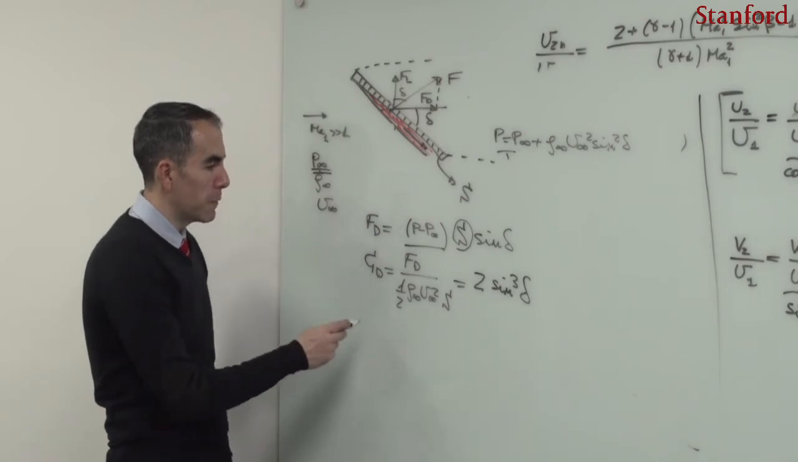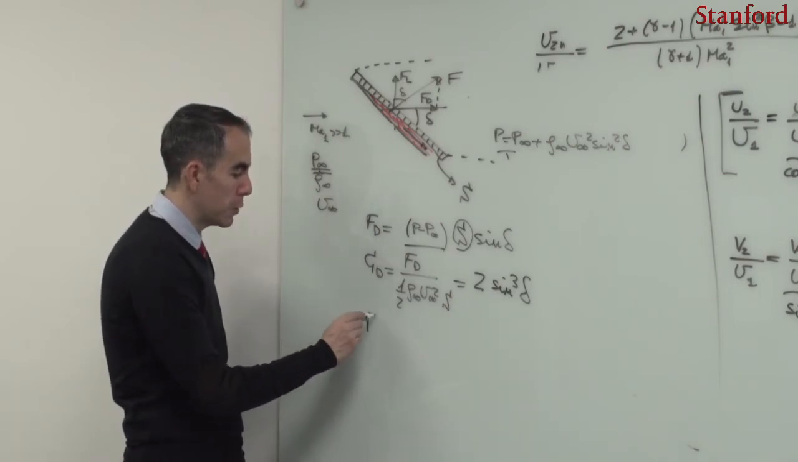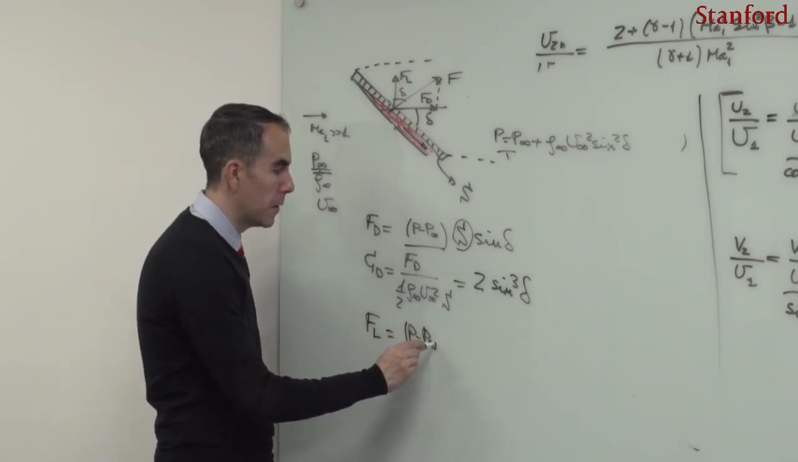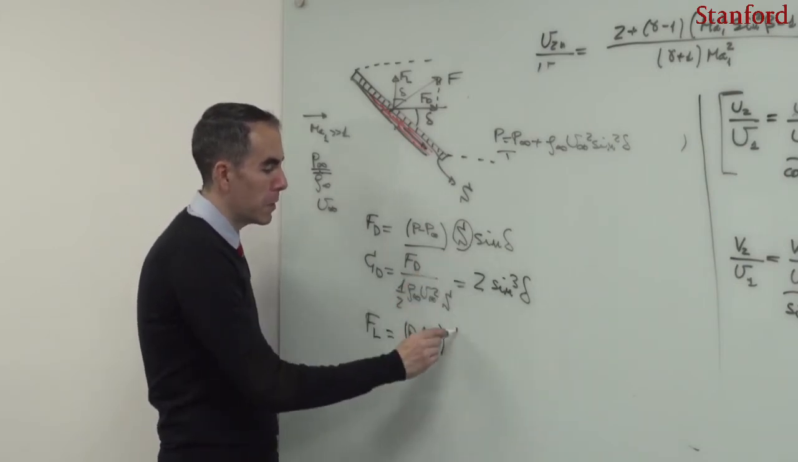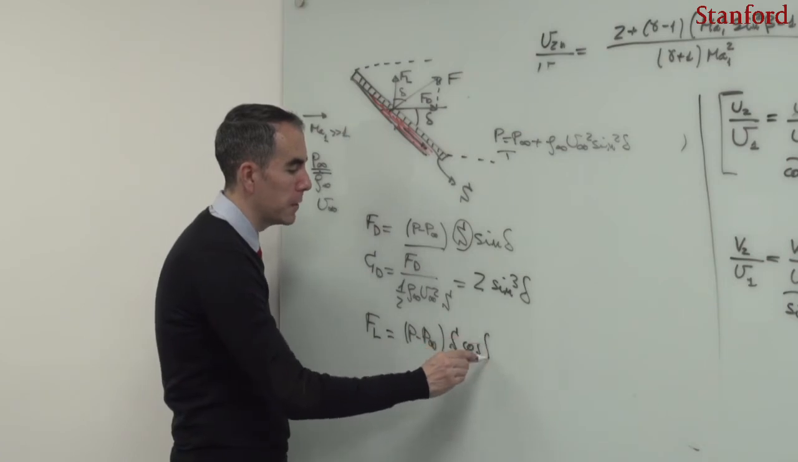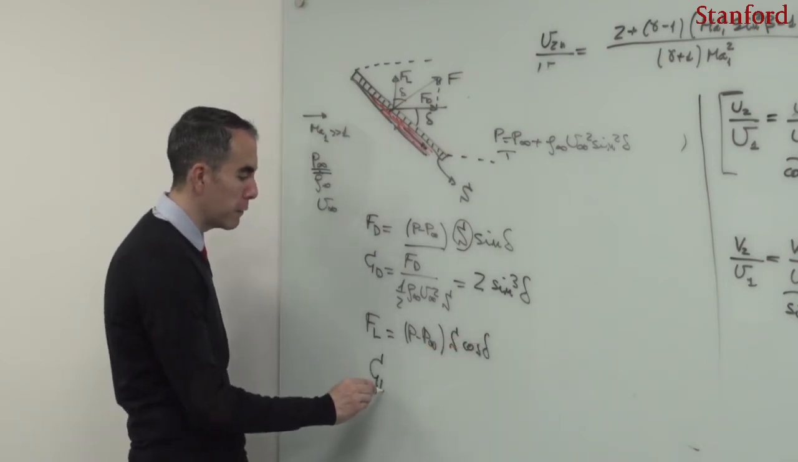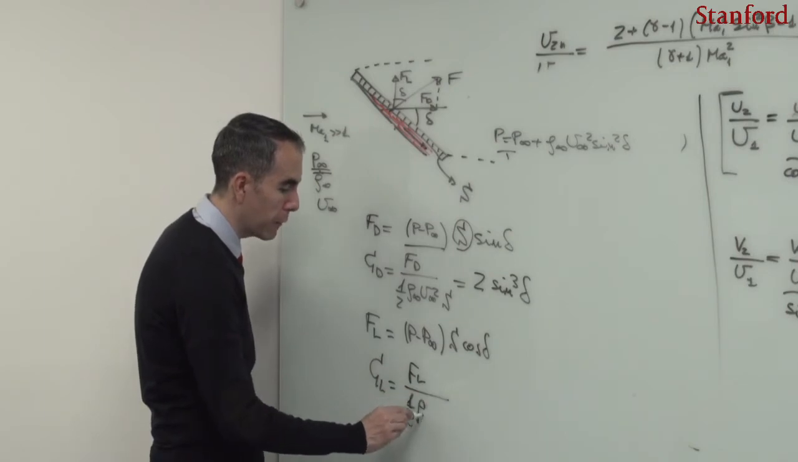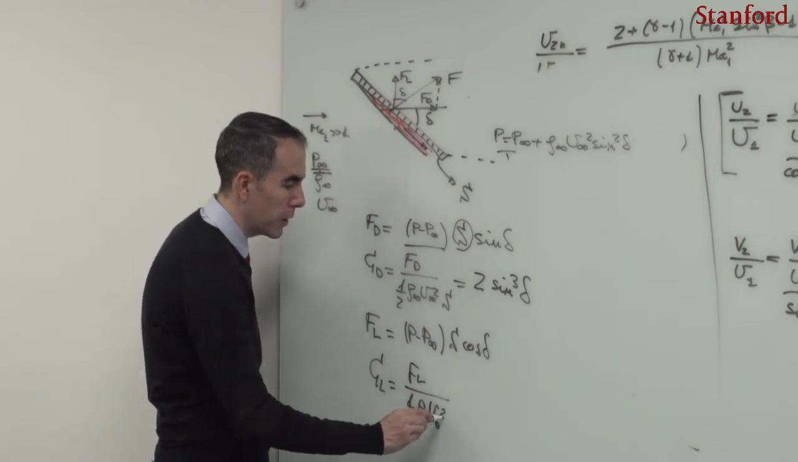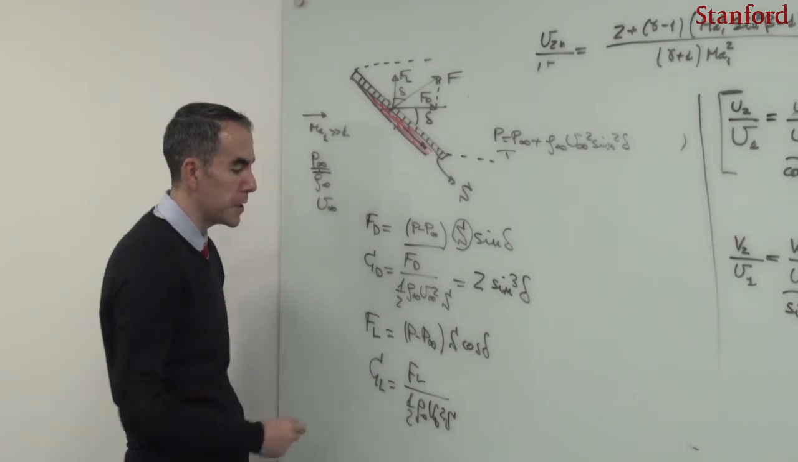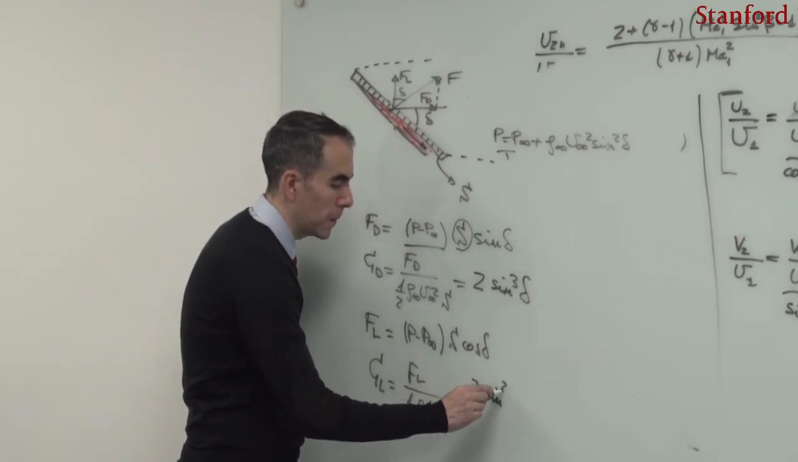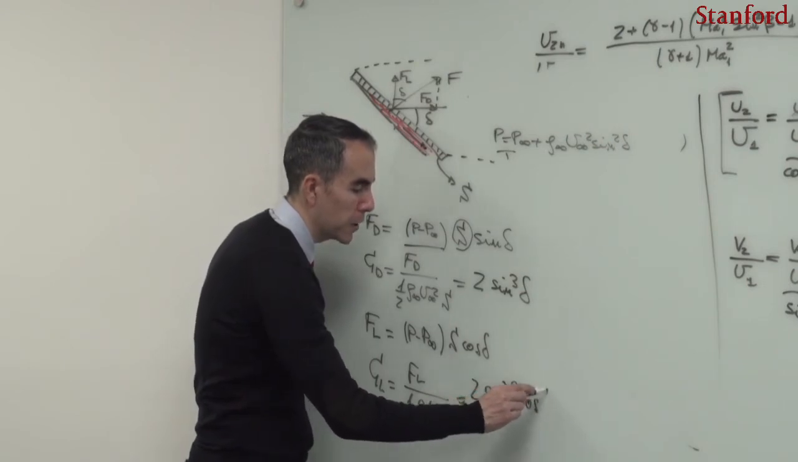Then I can do the same for the lift coefficient. I can define the lift force as P minus P infinity, and this time multiply by S and by the cosine of delta. And then again define the lift coefficient as the lift force divided by 1/2 rho infinity u infinity squared and multiplied by the reference surface, S. This is going to give me twice the sine square of delta multiplied by the cosine of delta.